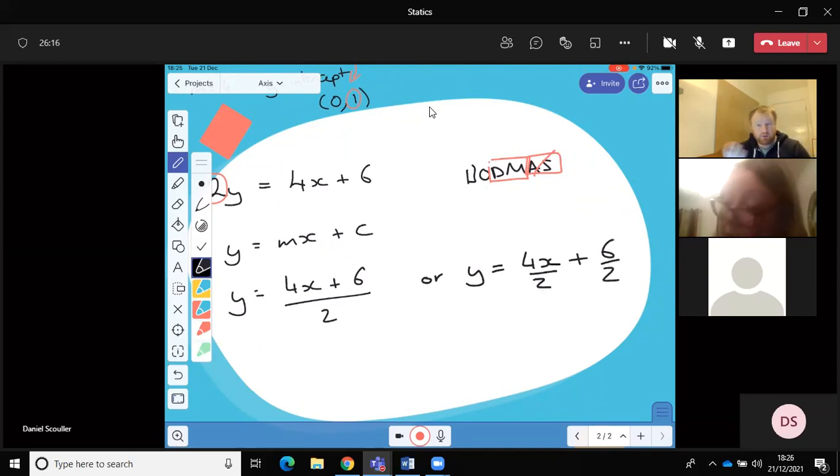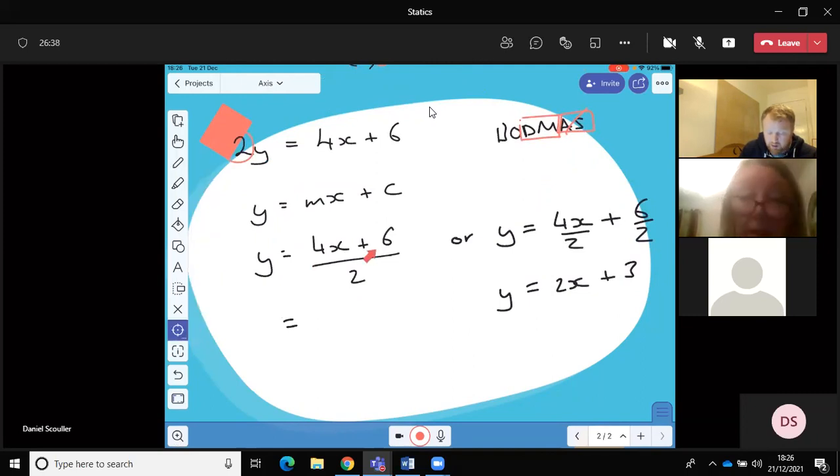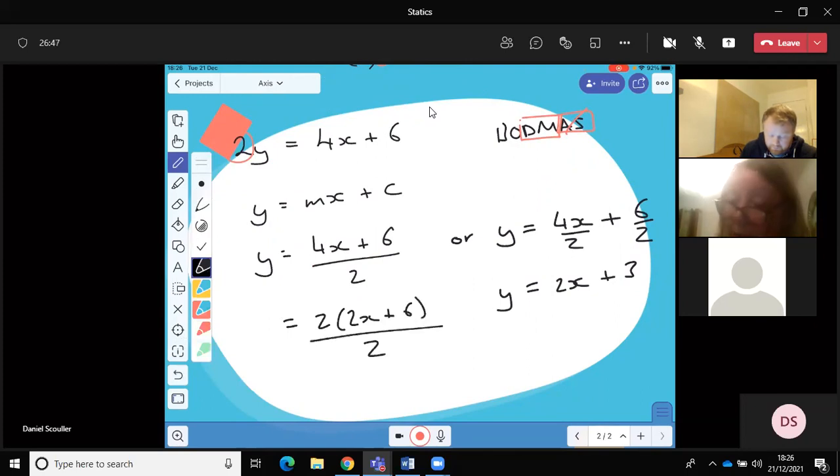Because if you think of your rules of fractions, that's the same thing. So we can write it either way. The right hand side is probably easiest there, so that just simplifies down to 2x plus 3. This you can simplify as well. That top line, if we think about our factorization, you can take out a common factor. Then they cancel out.